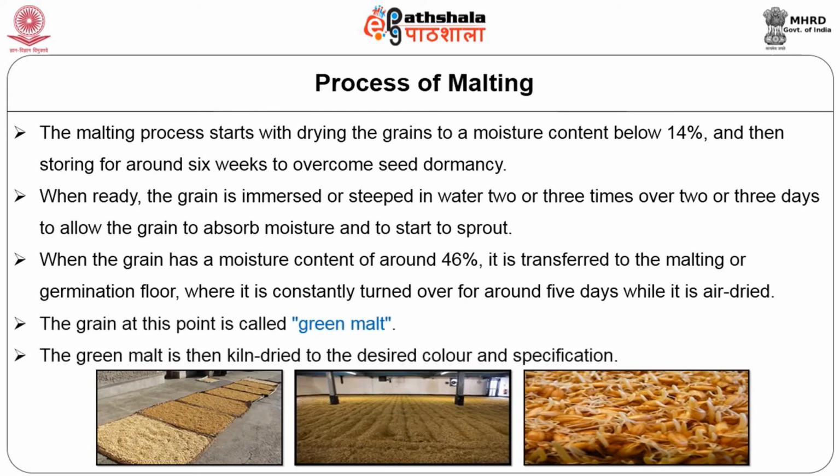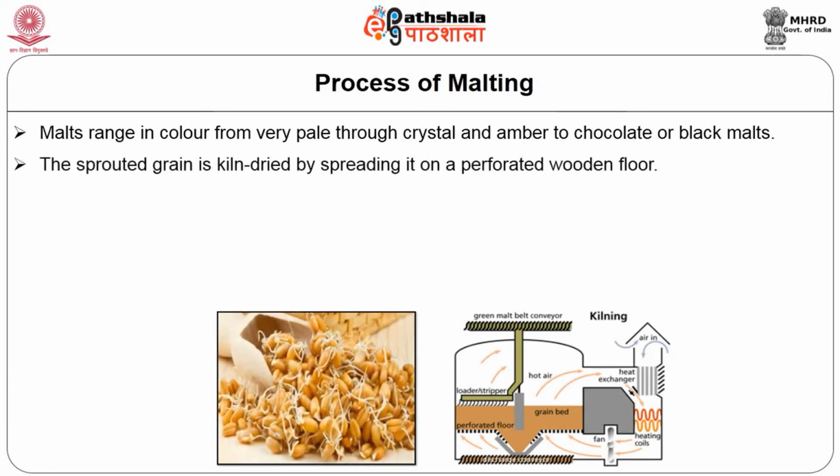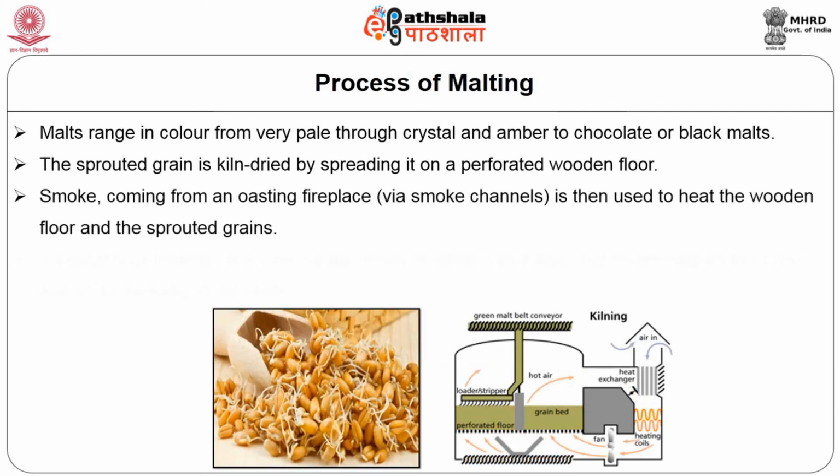The green malt is then kiln dried to the desired color and specification. Malts range in color from very pale through crystal and amber to chocolate or black malts. The sprouted grain is kiln dried by spreading it on a perforated wooden floor. Smoke coming from a roasting fireplace is then used to heat the wooden floor and the sprouted grains. The temperature is usually around 55 degrees centigrade.